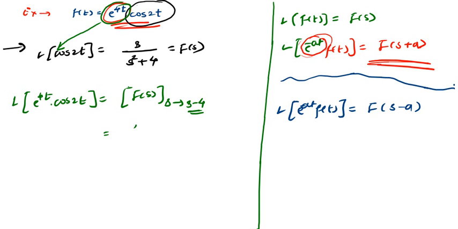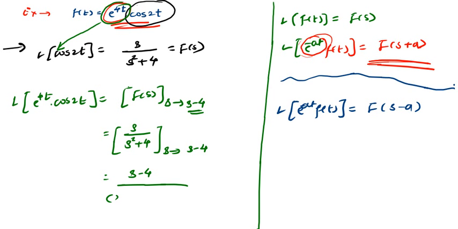So what is F of s? S upon s square plus 4, and replace s by s minus 4. The numerator s gets replaced by s minus 4, and the denominator becomes s minus 4 whole square plus 4. This is your final answer.